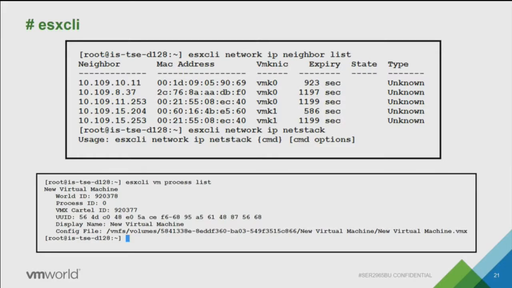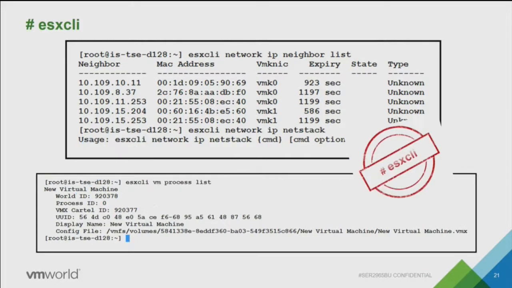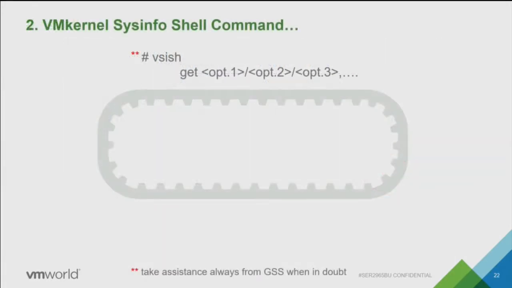It is actually going to give me the registered VMs on my host and their processes and their runtime path. So the location itself gives me where it is located. Now, a couple of additional pieces of information: it's going to tell you the world ID of that VM. That's point number 1. The second point is it's also going to display the VMX cartel ID of that VM. We will talk about where we can use this in troubleshooting.